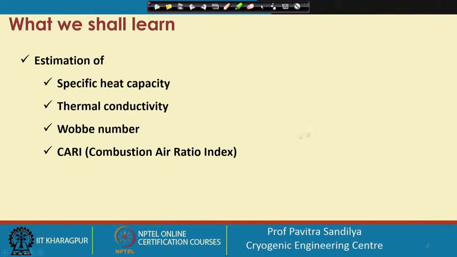So, what we shall learn in this lecture are to estimate the specific heat capacity, thermal conductivity, VOC number and CARI, that is the combustion air ratio index, with some specific example on a natural gas.